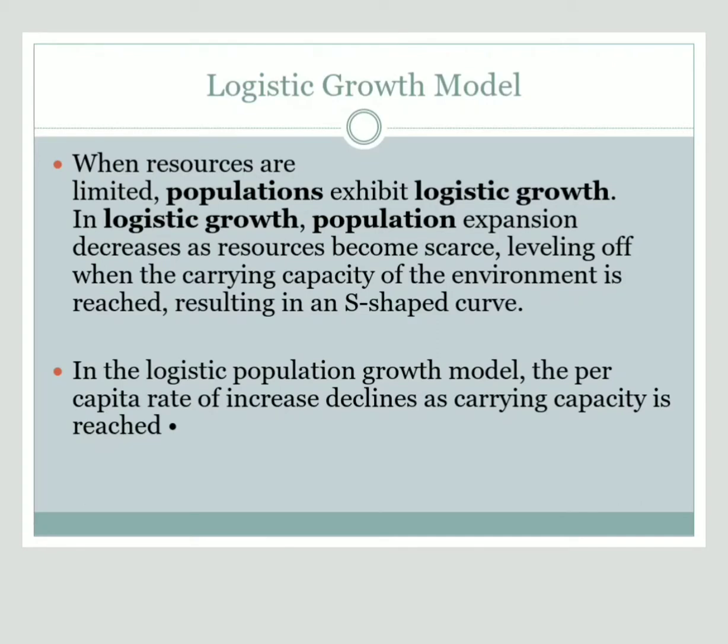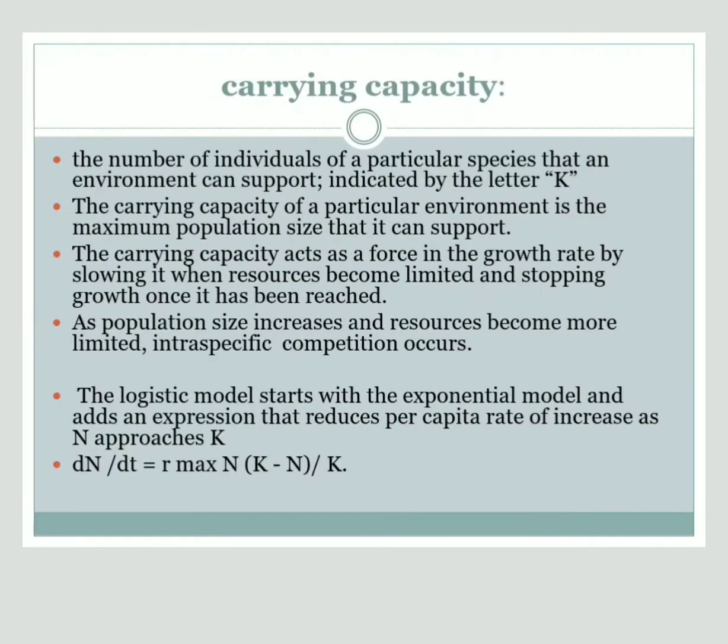In the logistic population growth model, the per capita rate of increase declines as carrying capacity is reached. Okay, so per capita means per individual. The number of individuals of a particular species that an environment can support is indicated by the letter K, which is called the carrying capacity. Of a particular environment, the carrying capacity is the maximum population size that it can support.